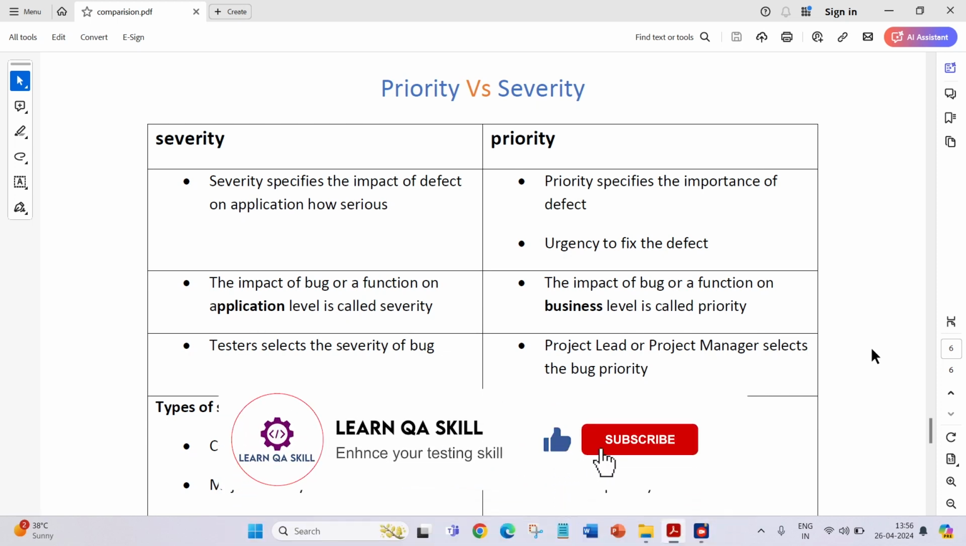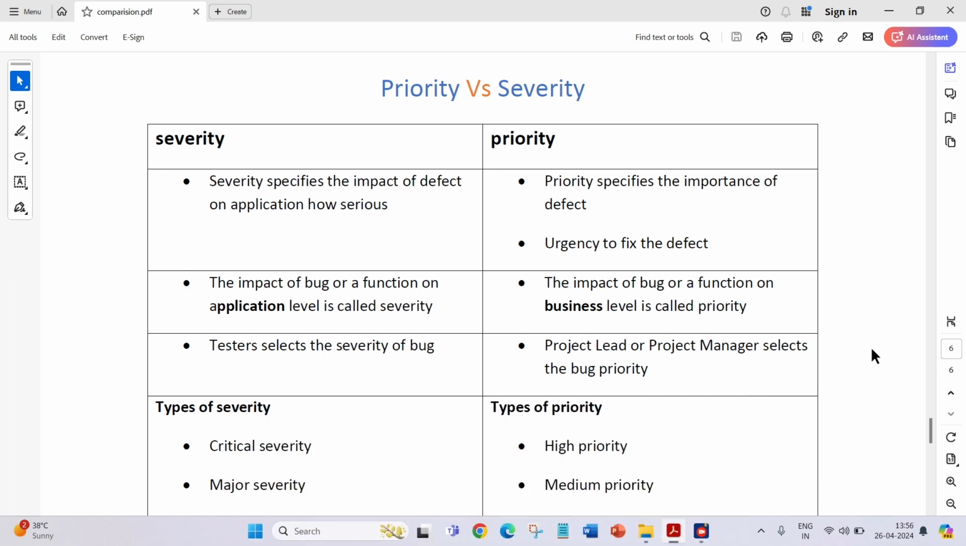In today's video, we are going to do the comparison between priority and severity. Severity specifies the impact of a defect on an application, how serious the defect is, whereas the priority specifies the importance of the defect or the urgency to fix the defect. Or in other terms, we can say that the impact of a bug or a function on an application level is called severity, whereas in the priority, the impact of a bug or a function on a business level is called priority.